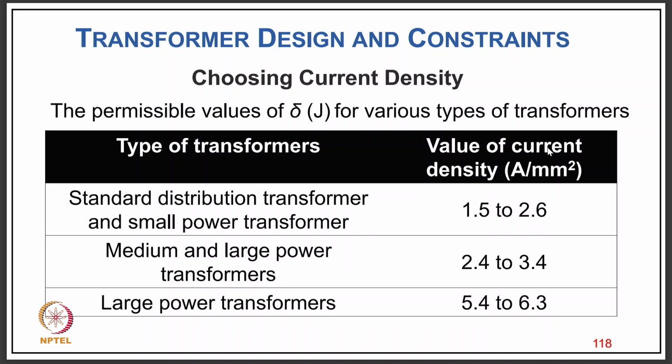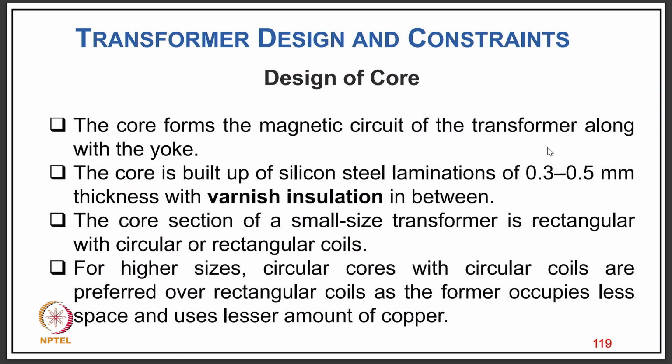You may find that with changes in material property and type of insulation, these figures may also go higher nowadays. Now coming to the design of the core: the core forms the magnetic circuit of the transformer along with the yoke, and the core is built of silicon steel laminations of thickness 0.35 to 0.5 millimeter with varnish insulation in between, to reduce the eddy current losses and to provide high resistance for the eddy current induced in the core.